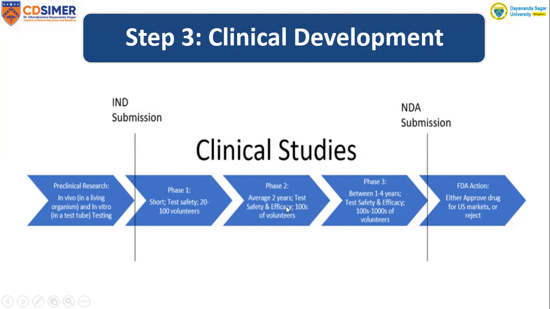In phase 2 trials, an average of 2 years is the required time, and in this, safety and efficacy both are tested. Especially, phase 2 testing is done in patients, and the safety of the molecule and its efficacy, effectiveness in the particular disease, will be evaluated. And then once phase 2 is successfully done, phase 3 will be started.